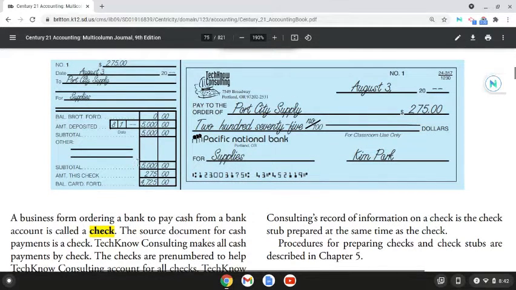So we bring that on down since there's nothing else for other. And since we have written a check, that gets deducted from our $5,000. So if we take $5,000 and subtract out $275, that gives us our balance carried forward of $4,725.